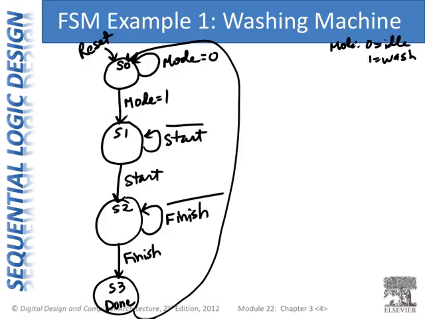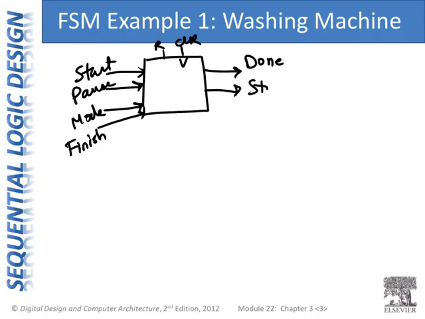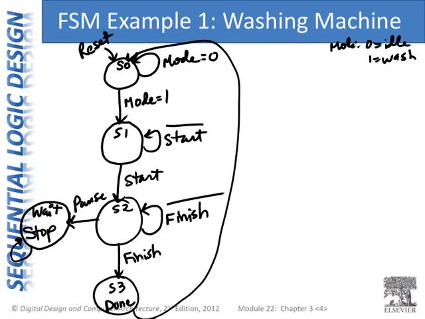And we go back here and say, okay, well, we also had a pause. So if it's in the washing mode, state 2, and pause gets pressed, then it goes into the wait state. And maybe we have another output that stops the washer. So maybe we have a stop output. We can add that output here. We wait for the start button to be pressed again. As long as start is 0, it stays in that state. It goes back when start is pressed again.